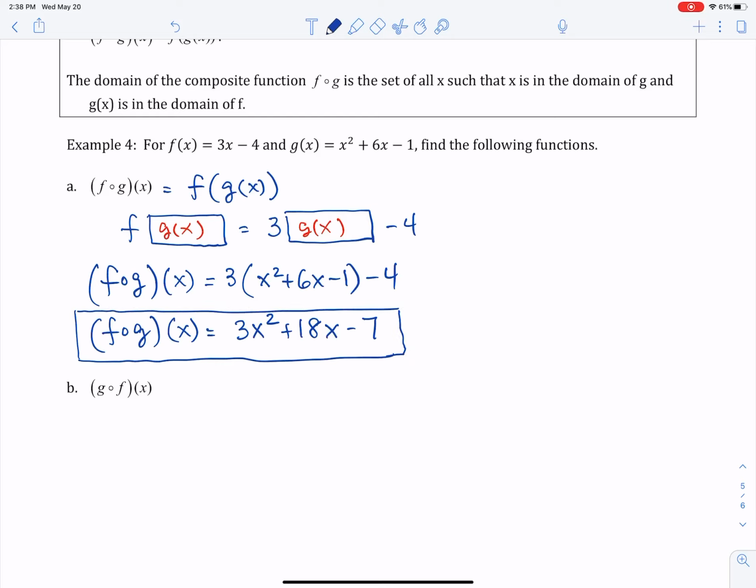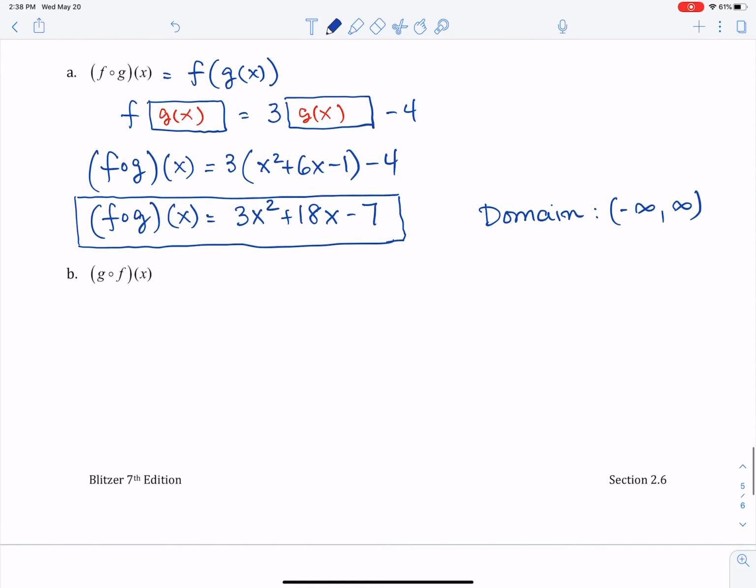Since the domain of g of x is all real numbers and the domain of f when g is the argument, we receive a quadratic function. The domain here is going to be all numbers from negative infinity to positive infinity.